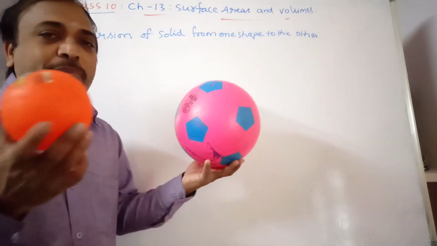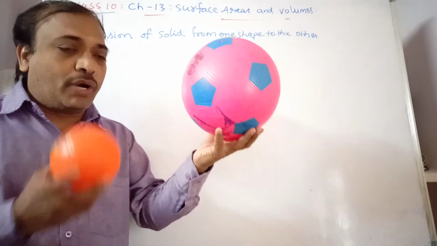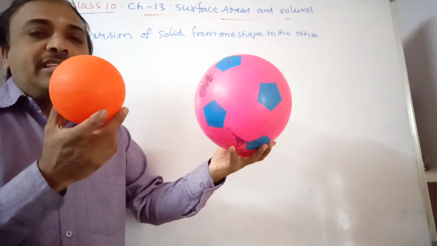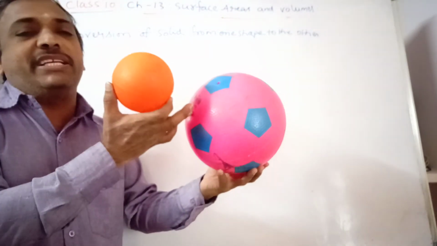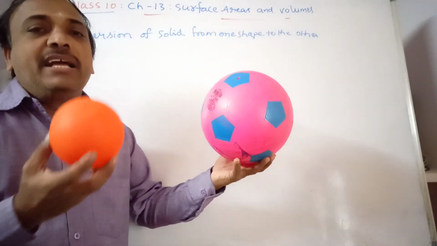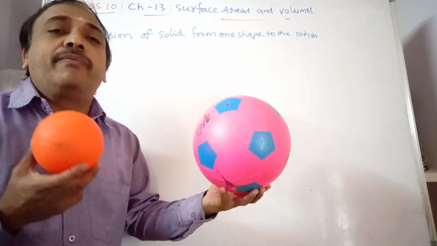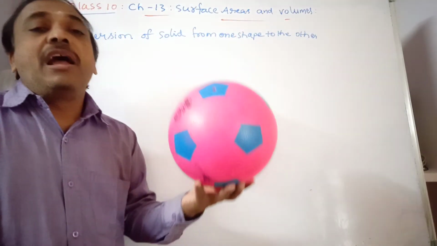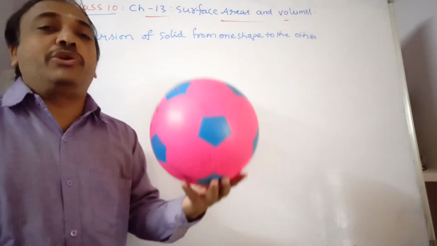Similarly, you see here it makes a difference now. This is somewhat bigger than the previous one. So how many small spheres can be made? The volume of this divided by the volume of this sphere gives you the number of spheres we can make. Sometimes they will ask how many cuboids or how many cubes can be made from the sphere.